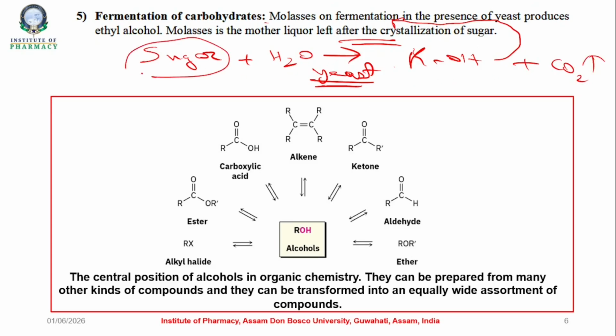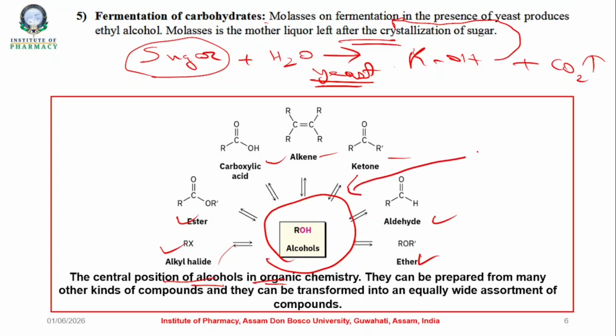So sugar, particularly our glucose and fructose, is commonly used. So alcohol, if we see, occupies a central position in organic chemistry because it can be prepared from a wide range of compounds. So ether, aldehyde, ketone, alkene, carboxylic acid, ester, alkyl halide, as we have seen in the previous examples. From all of this, alcohols can be derived. So they are considered to occupy a central position in organic chemistry.